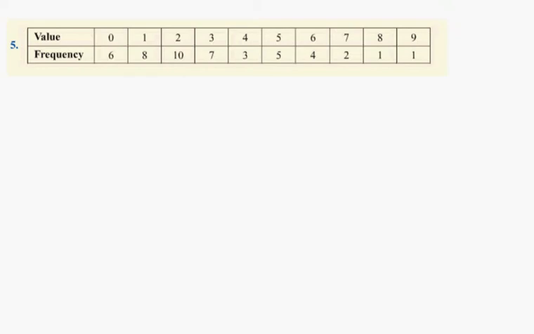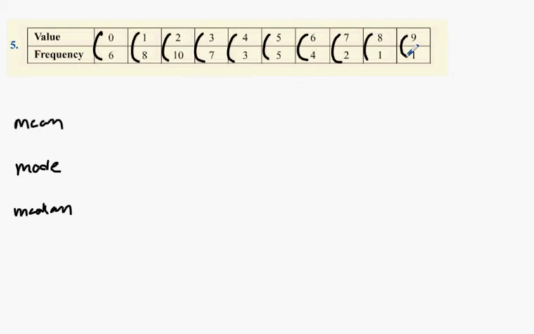What's the description of the question? Is it mean, mode, median? Okay, mean, mode, median. The mean is you draw lines like this, and what these lines mean is that you're multiplying.